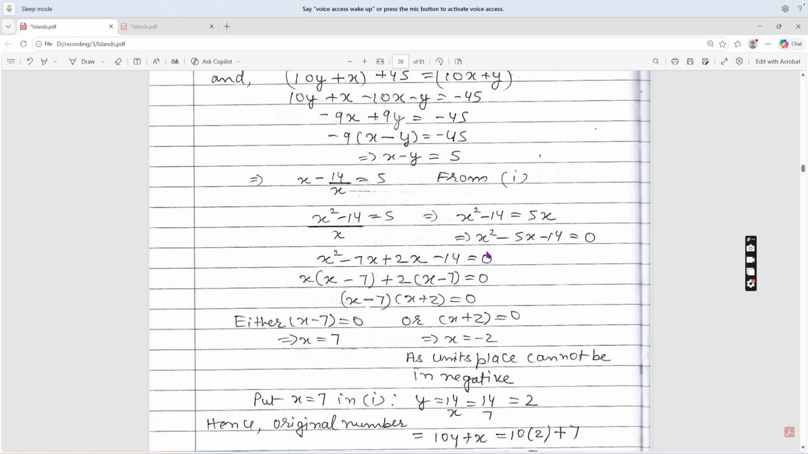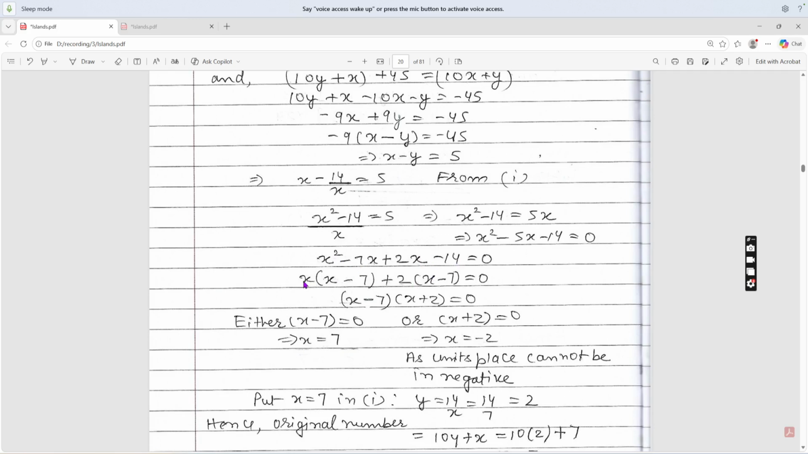Now minus 14 can be written as minus 7 into plus 2, and when we multiply minus 7 into plus 2, we will get minus 14. But when we add minus 7 plus 2, we will get minus 5. So minus 5x can be written as minus 7x plus 2x. Now out of these two, we can take x common. Out of these two, we can take 2 common.